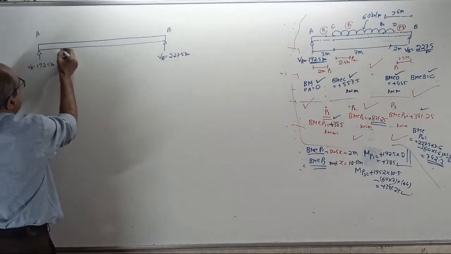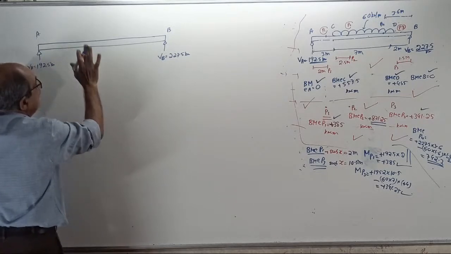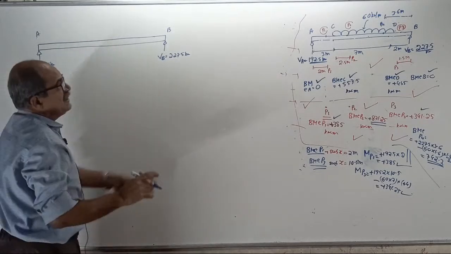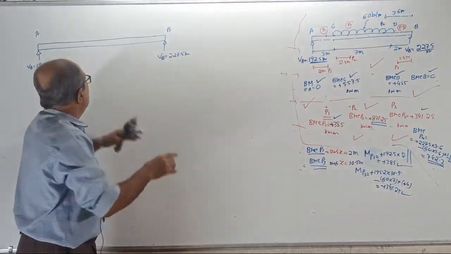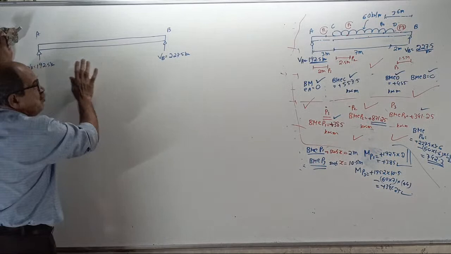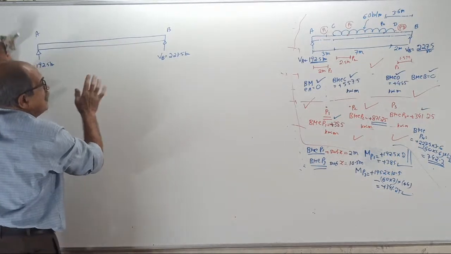After some 3 meter here, don't write any dimension, because why? In this sketch you should not mark successive distances. You have to mark everything from origin. I told you how to mark it.